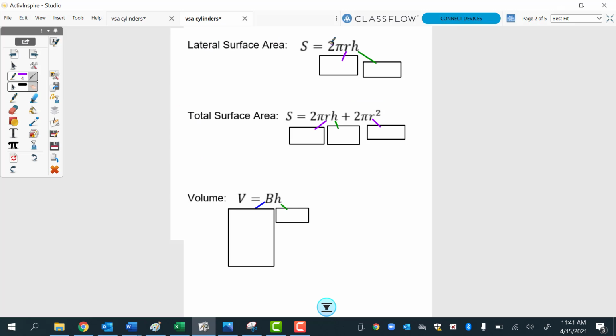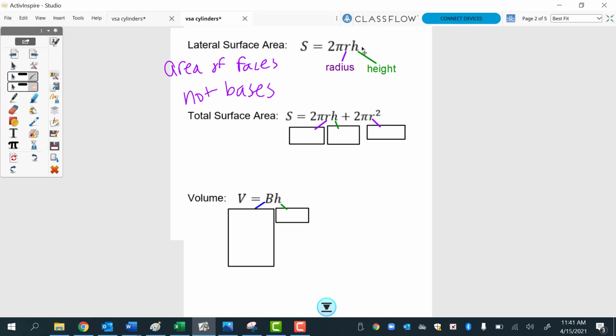Okay. So here are our formulas. We have our lateral surface area formula. Up here we know there's a difference between lateral and total. Lateral is the area of the faces, not bases. Okay, so our formula is 2 pi R H. So 2 pi you always type, you do not substitute anything for that. For R, we know R means the radius, so whatever the radius is, you're gonna plug in there. And H we know is the height, so whatever the height is, you plug it in there. And you type it all in Desmos and you get an answer.